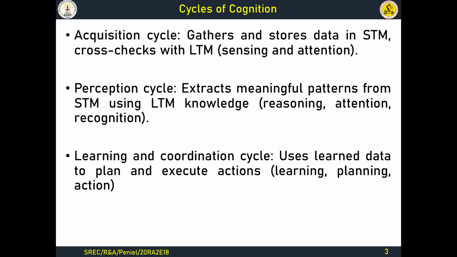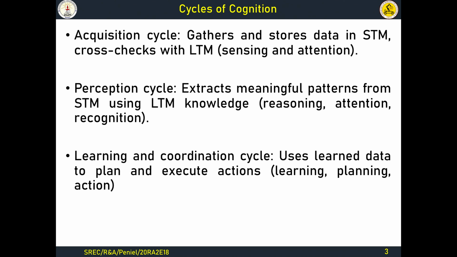Then the last one, the learning and coordination cycle. After you have sensed and reasoned about everything, you are going to learn. Continuous learning should be there. If you want to do any new things, you have to learn, and then coordinate. After learning, if any new uncertain situation comes, you will be using the data that is available from your learning cycle. So these are the three cycles: acquisition, perception and learning.